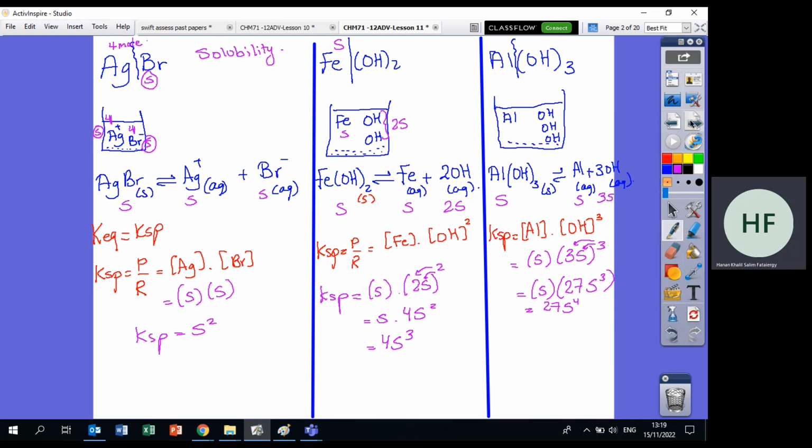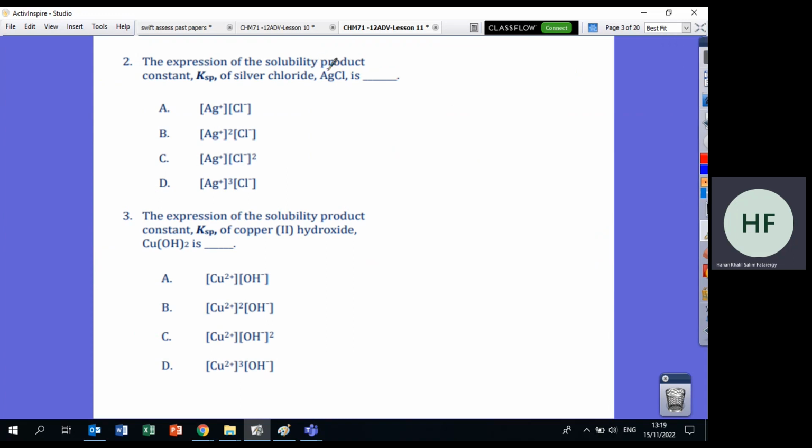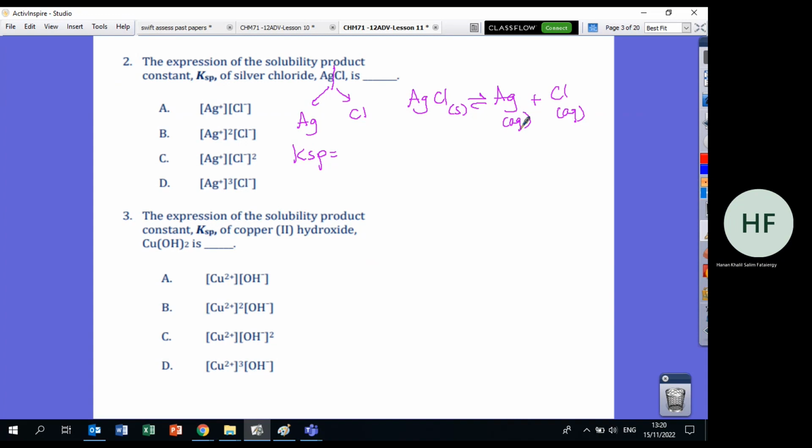Okay? Now, let's do practice. We have Ksp and I want to know the Ksp expression. AgCl divides into two parts. What does it divide into? Ag and Cl. So Ksp will be equal to Ag plus Cl, and these two are aqueous. So it will be products over reactants. So it will be Ag times Cl over 1, of course. So the answer is A. Again, I repeat, if you don't know the charges, it's okay. You just have to worry about the elements.